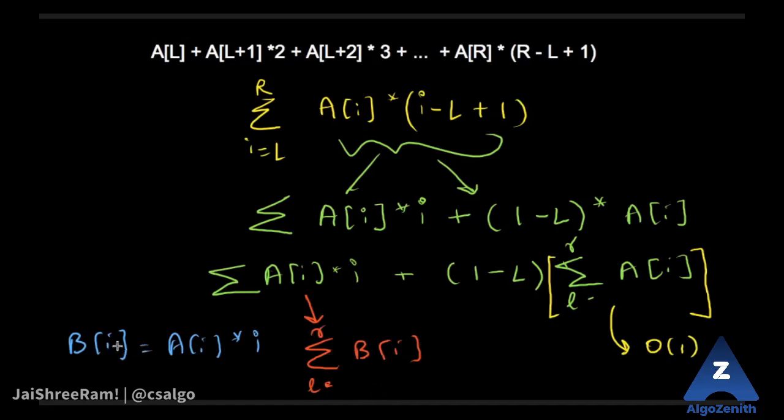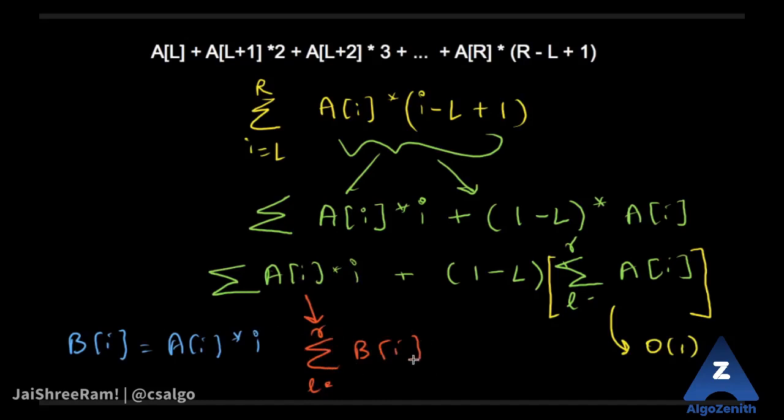Now you can see that b of I doesn't depend on L and R. This is only dependent on I. So we can pre-process the b values for all the indexes from I equal to 1 to n, or 0 to n minus 1, and whenever we need the value of summation of a of I times I, we can rather query out the summation of b of I values from L to R.